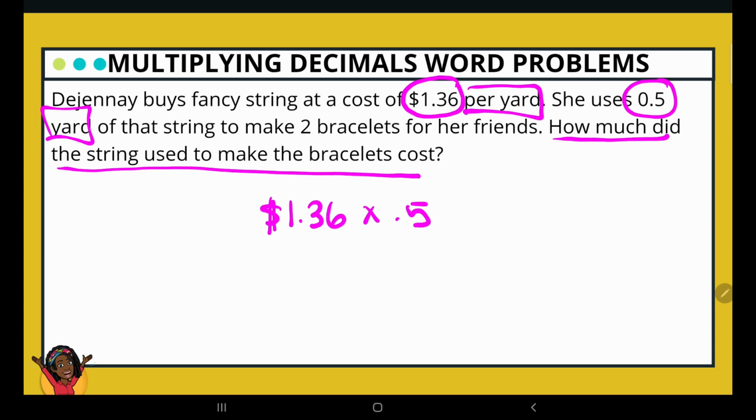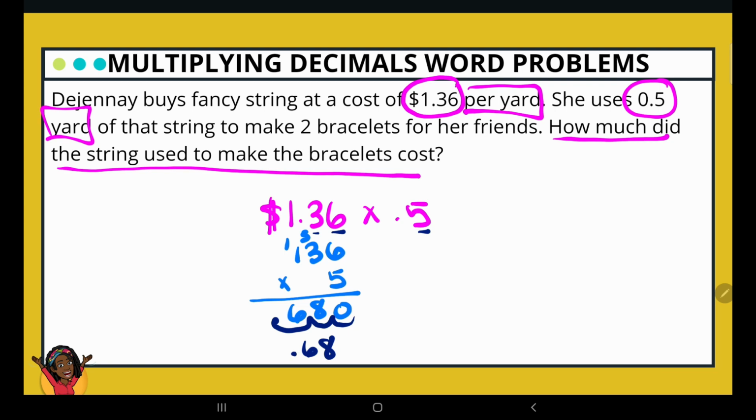So we know that we're going to first work with the numbers without the decimal point. So 136 times 5. 5 times 6 is 30. 5 times 3 is 15 plus 3 is 18. 5 times 1 is 5 plus 1 is 6. Now we're going to go back to our original numbers, $1.36 and 0.5, and count the number of decimal places. So we have 1, 2, 3. So we're going to move 1, 2, 3 places. So the total cost for the 2 bracelets that she made is 68 cents.